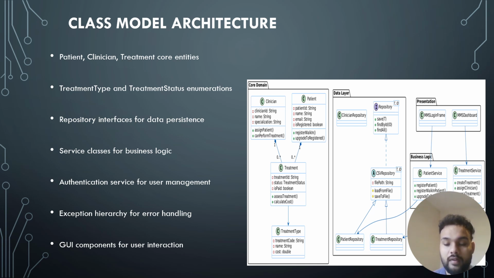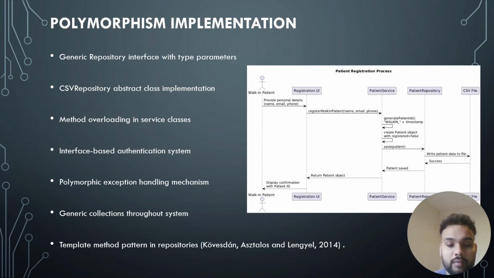That's it. Now, implementations. In this slide, I will explain how polymorphism was implemented in the system to improve flexibility and code reusability. Polymorphism shows in the patient registration process, where the patient service handles the patient CSV file first. We also created an abstract file called CSV repository, which defines common file operations such as reading, writing, and parsing data. Subclasses were then able to override certain methods based on specific needs.